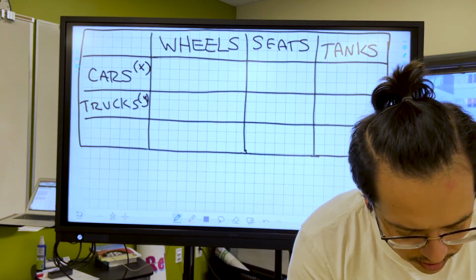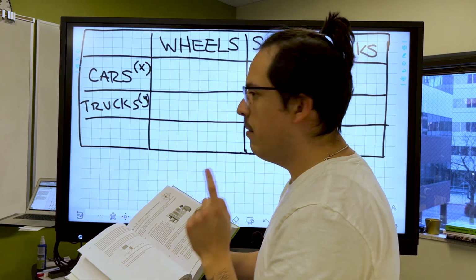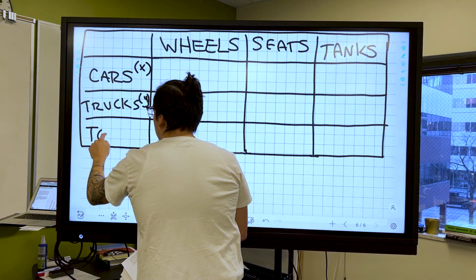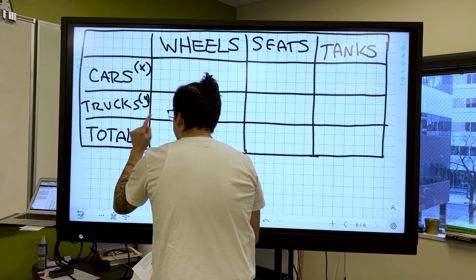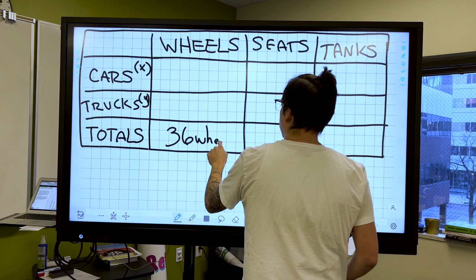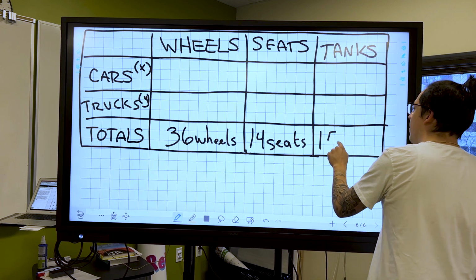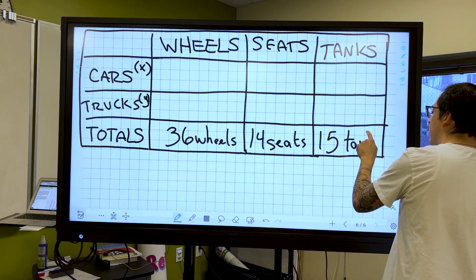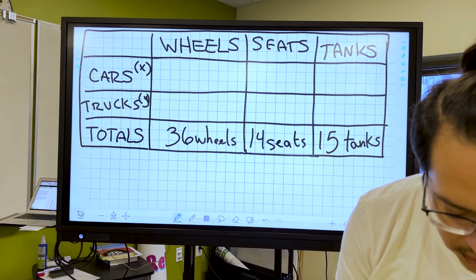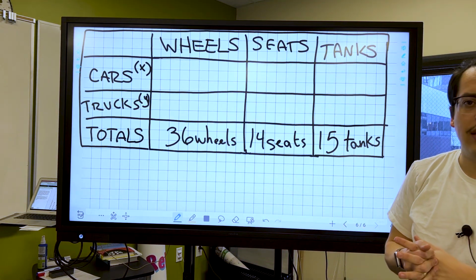I'm looking in the book, and I see his storeroom has 36 wheels, 14 seats, and 15 gas tanks. We're going to use that and take those notes in the last row. These are our totals. And he has 36 wheels, 14 seats, and 15 gas tanks. And now, let's fill in our 6 remaining cells.